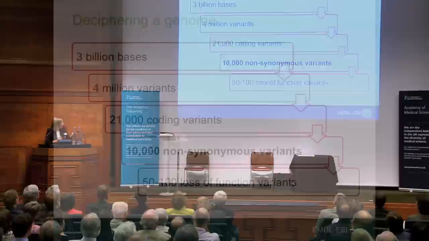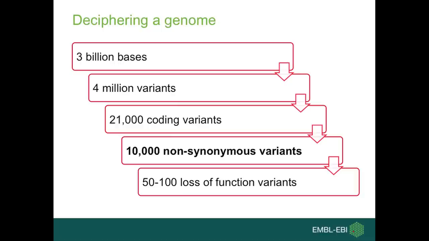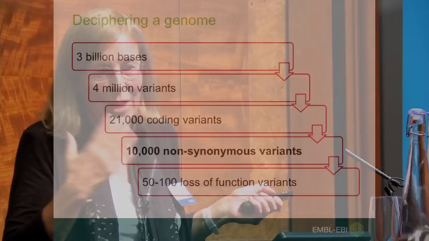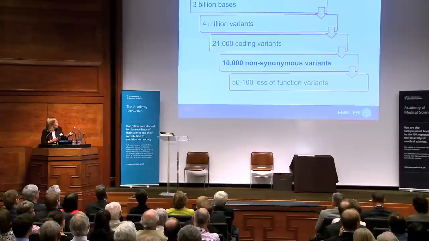So I told you, we have 3 billion bases in our DNA. Each of us has about 4 million variants between ourselves and the standard. So that's a lot of variants to think about. Many of them aren't in coding regions. Many of them don't produce proteins, but they often produce variation in the regulation. And so that's equally, if not more, complex, actually. We have 21,000 coding variants, and in total we have about 10,000 non-synonymous variants.